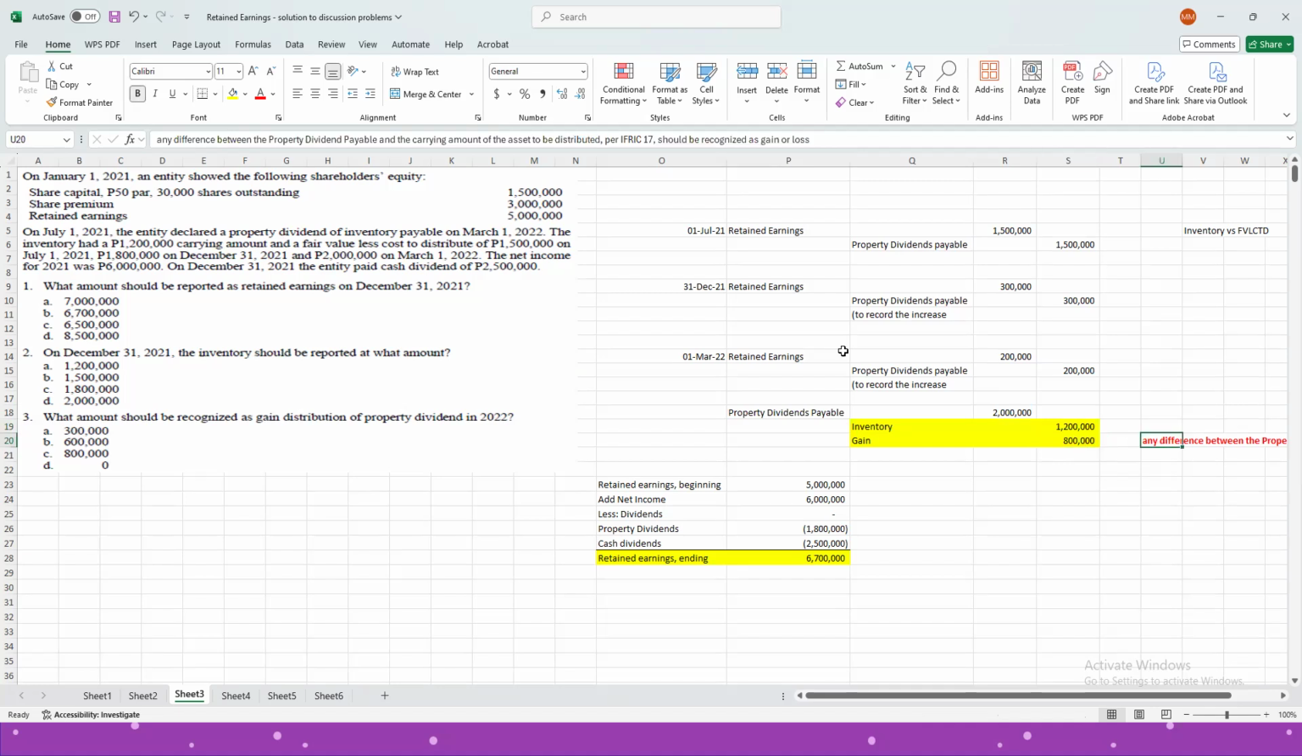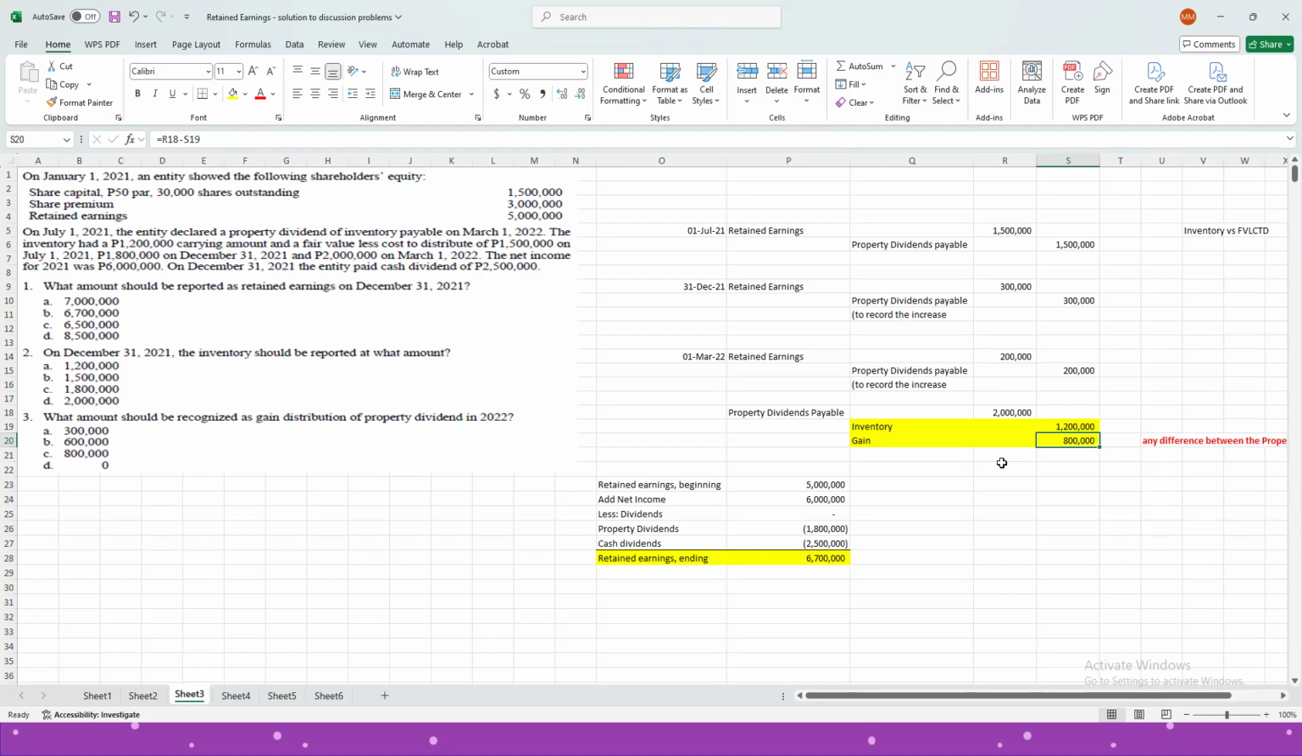No? So that's the difference between the property dividend payable and the carrying amount to be distributed per IFRIC 17, which should be recognized as gain or loss. So in this case, we have to recognize 800,000 gain. Okay, so let's now compute for the retained earnings.